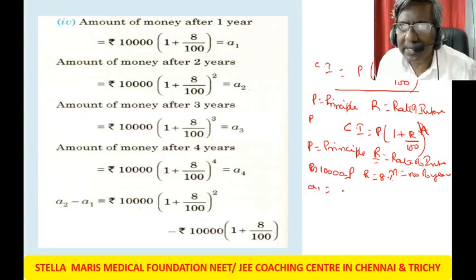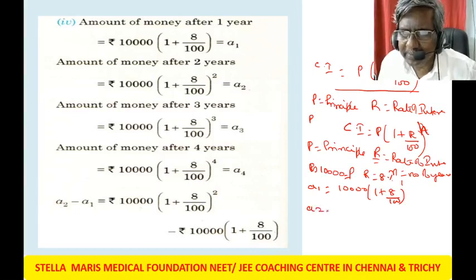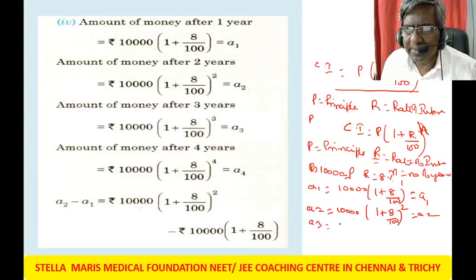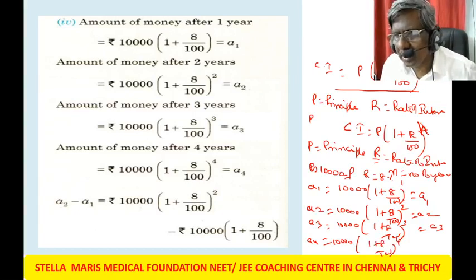So first A1, for 1 year, will be 10,000, P into 1 plus R by 100 to the power of 1. Then A2 will be 10,000 into 1 plus 8 by 100, see, n is 2, for the second year. Likewise, if this is A1, this is A2. What is A3? A3 will be 10,000 into 1 plus 8 by 100 whole to the power of 3. What is A4? A4 will be 10,000 into 1 plus 8 by 100 to the power of 4. See, the n is 1, 2, 3, 4. Clear?